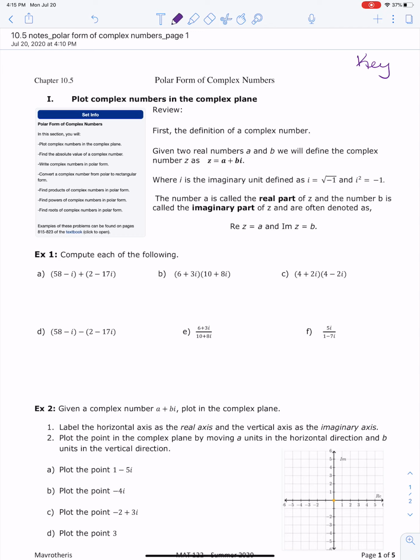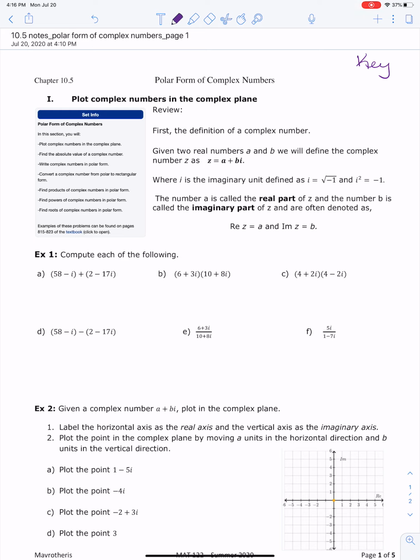10.5 notes, polar form of complex numbers, page 1. So we're going to start with a review of complex numbers. We have not used them at all this semester. Want to make sure that we are all okay moving forward. So first off, the definition of a complex number.